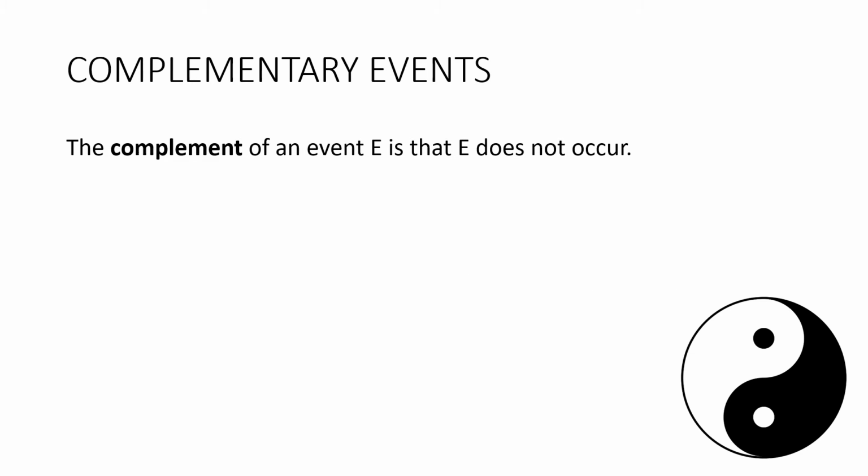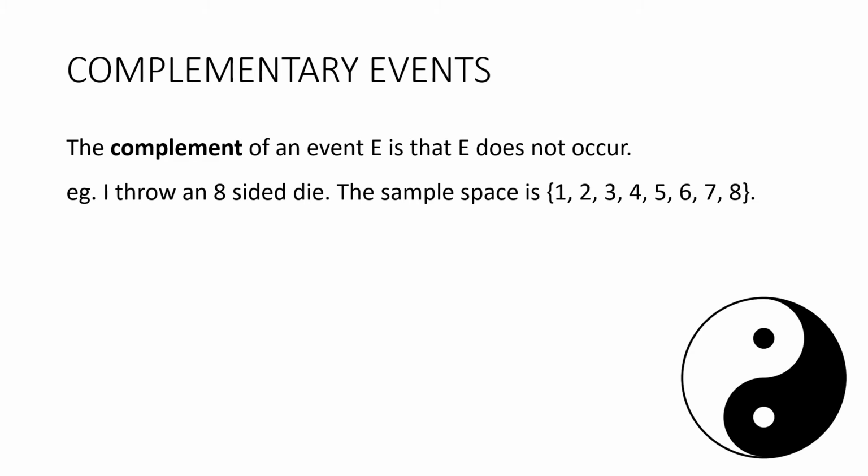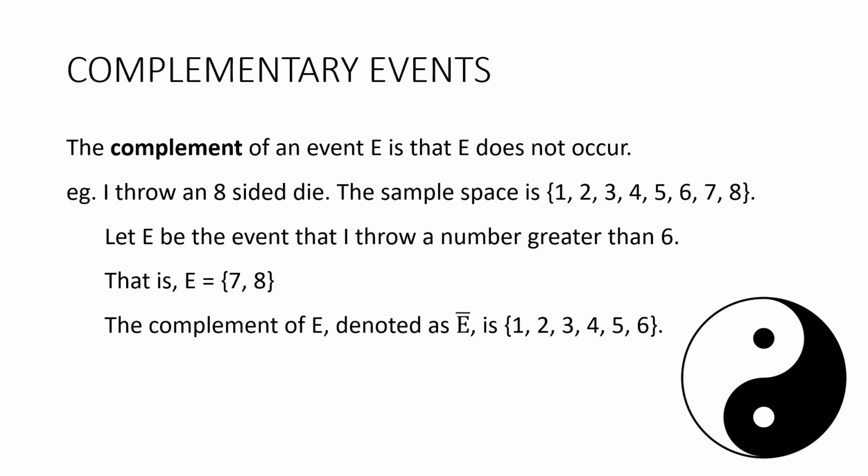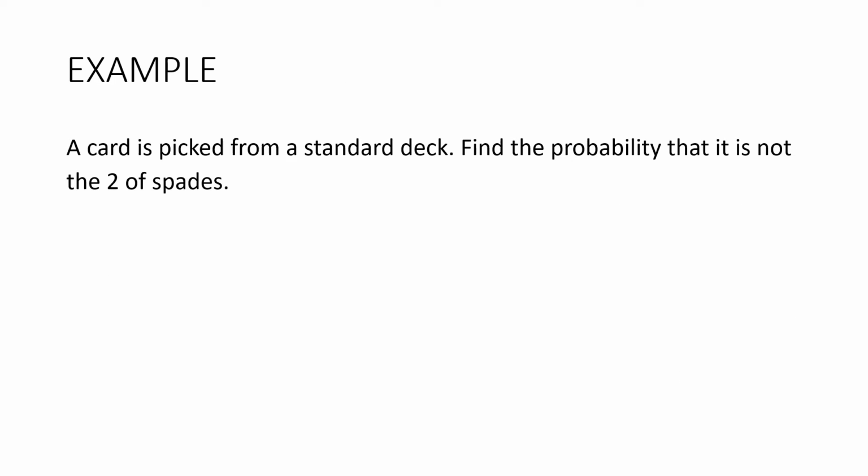Let's move on. The complement of an event E is that E does not occur. Here's an example. I throw an 8-sided die. The sample space is the numbers 1, 2, 3, 4, 5, 6, 7, and 8. Let E be the event that I throw a number greater than 6. So greater than means not including, so it could be a 7 or an 8. So the set E will contain the numbers 7 and 8. Now the complement is going to be all the numbers except for 7 and 8. So this is how we denote it, E with a line on top, and it has elements 1, 2, 3, 4, 5, and 6.